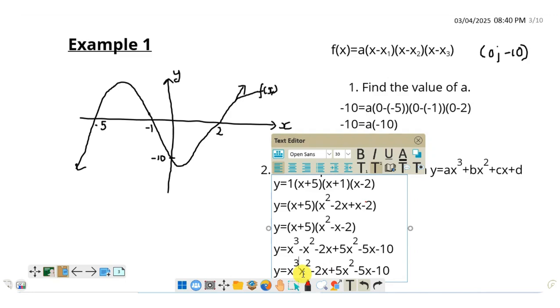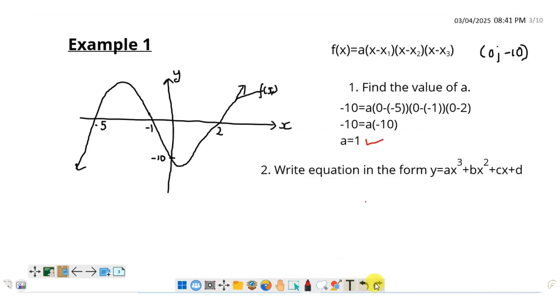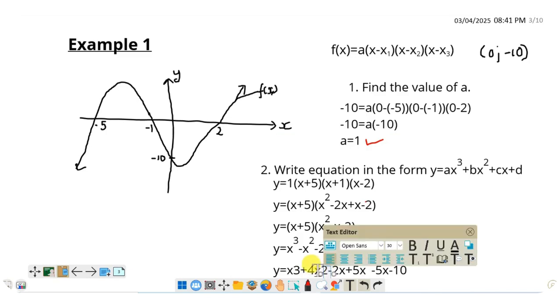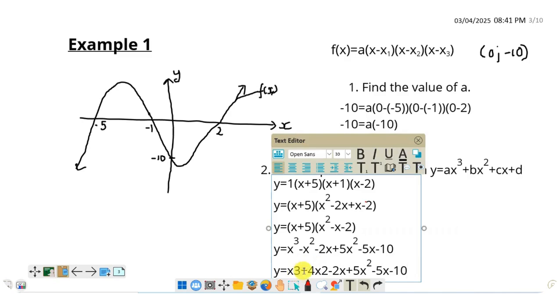So here we'll remain with positive 4, 4x squared by something like this.